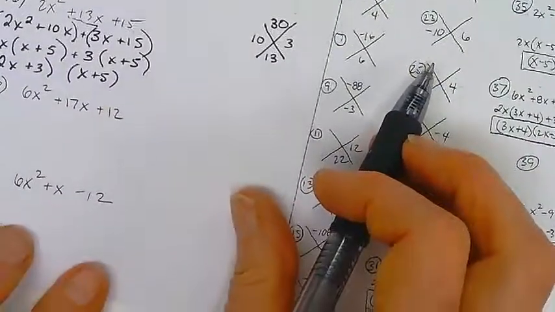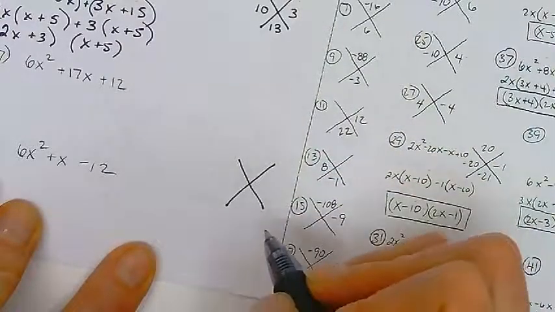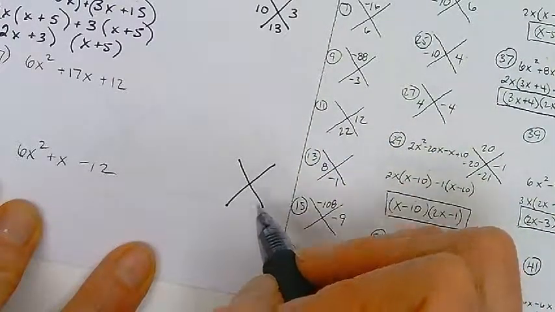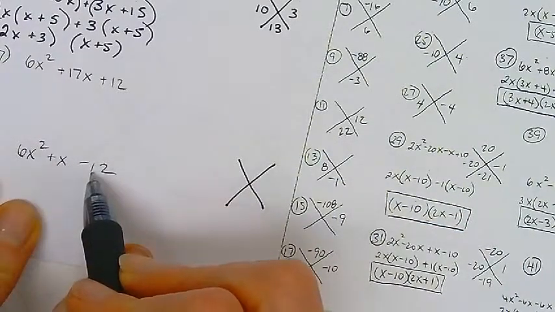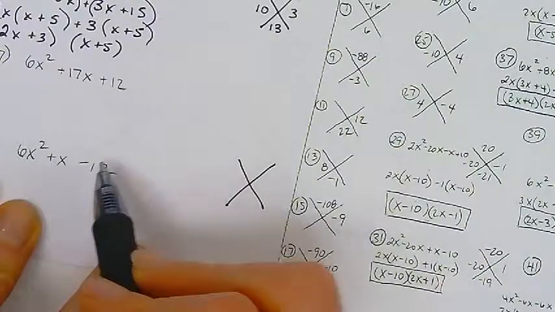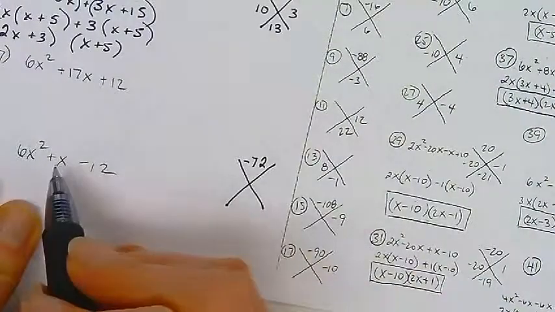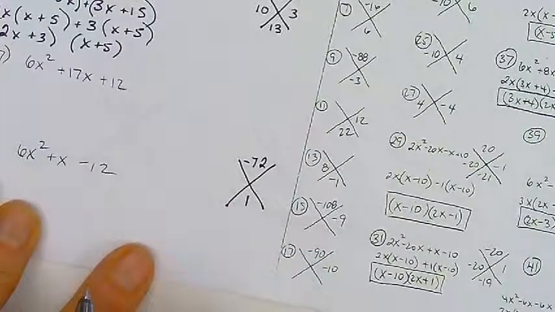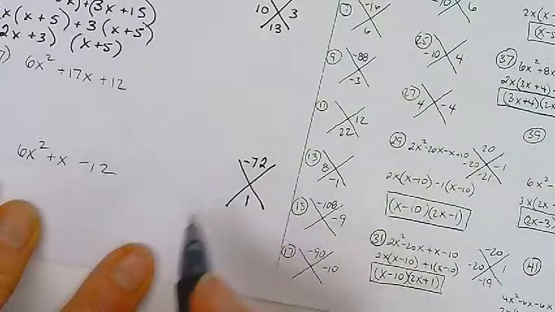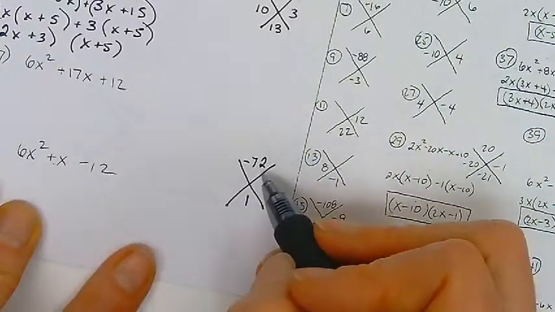I'm going to skip down to 38. Here's the diamond. A is 6 and C is negative 12. 6 times negative 12 is negative 72. The middle term has a 1 as a coefficient. That goes here.